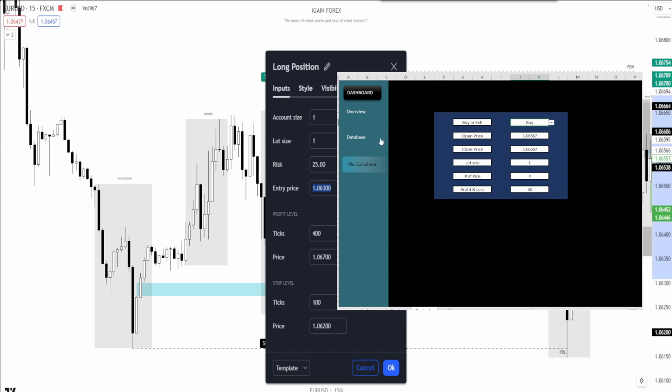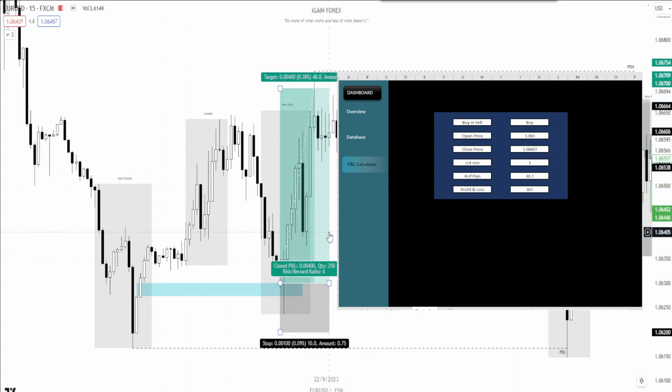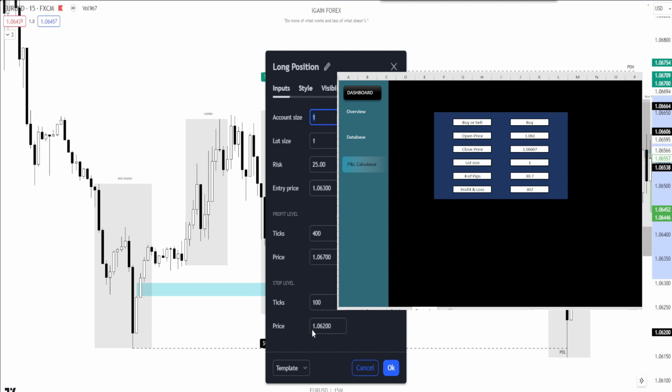So the first thing I do is copy my entry price and put it here in our open price. The next thing is the stop level, or the stop loss. I put this in our closing price. As you can see, the number of pips shows -10.